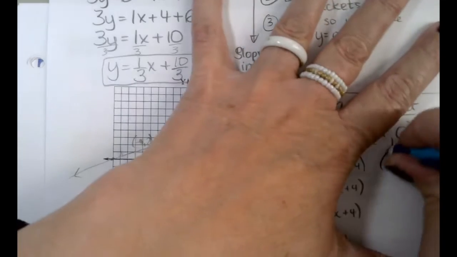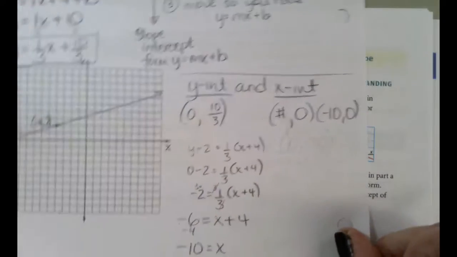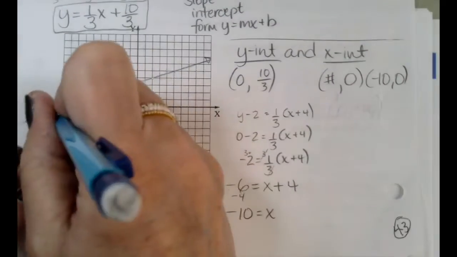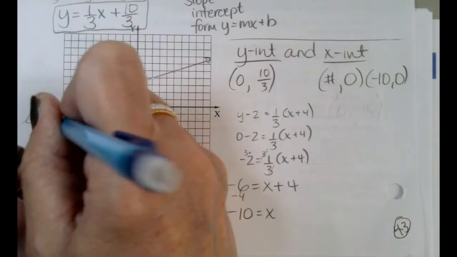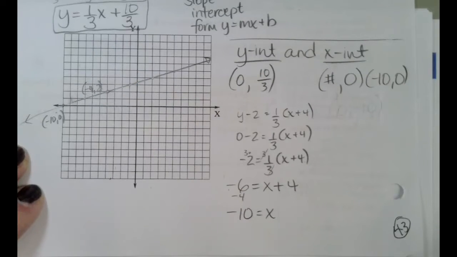Oh, yes, I have it backwards. Sorry. Yep, you're right. I'm going to move it up here then. -10, 0. There it is. -10, 0. And then my y-intercept is 3 1/3.